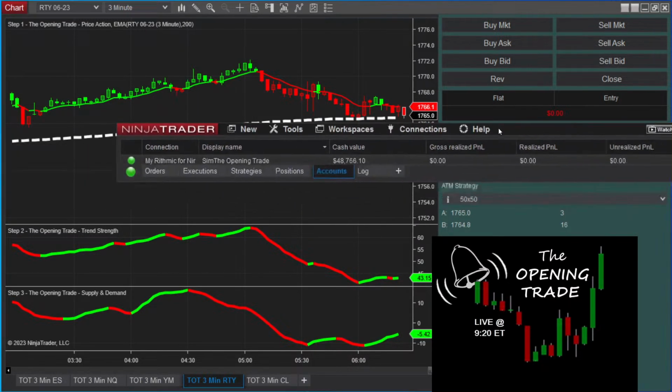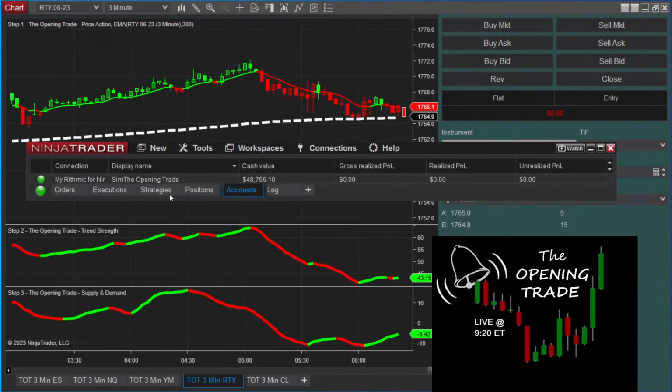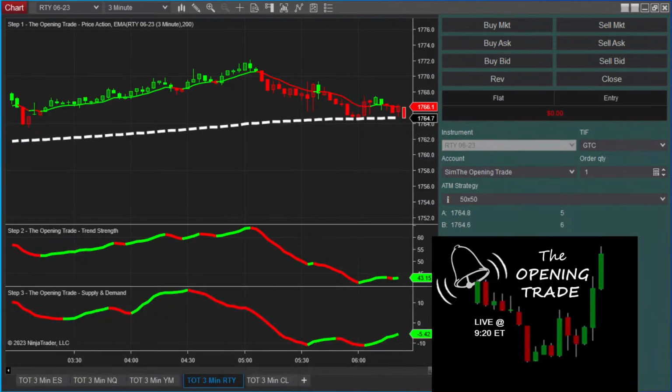Take a look at our current SIM account balance. Here we go. Simulated the opening trade cash value. The gross will be the same as this if any automated or manual trades take place, and the middle one will be after fees are paid. It's important you know what your fee schedule is, so make sure you get it from your provider.